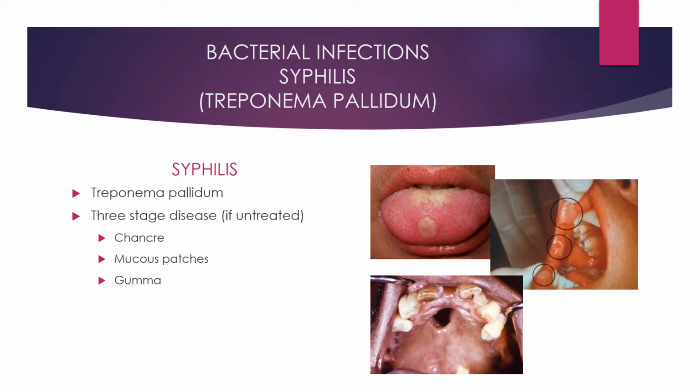And if it ever gets to the tertiary stage, there's something called a gumma, which we talked about. It's a gummatous necrosis that eventually leaves a hole where the tissue has necrosed and died, and you can see that hole in the palate of the patient on the far right.